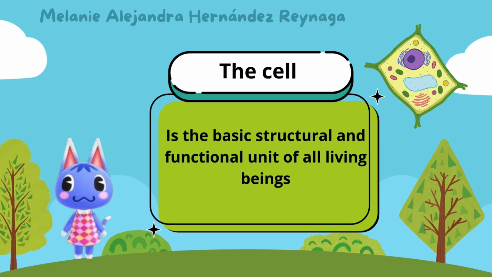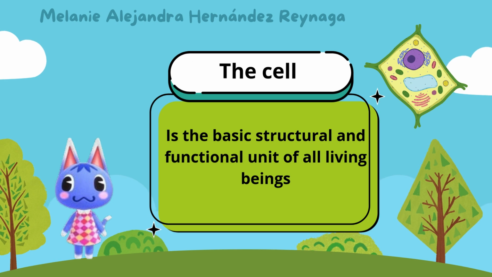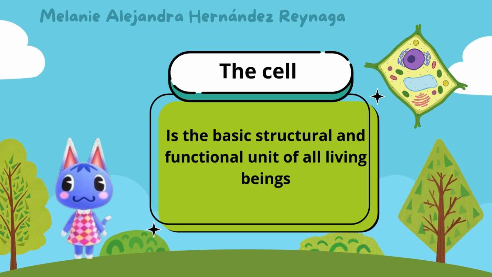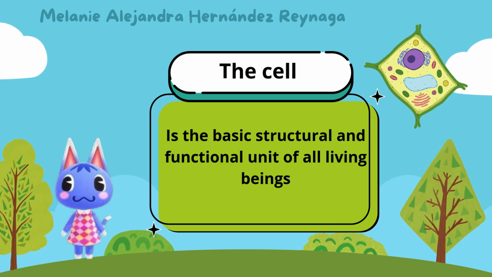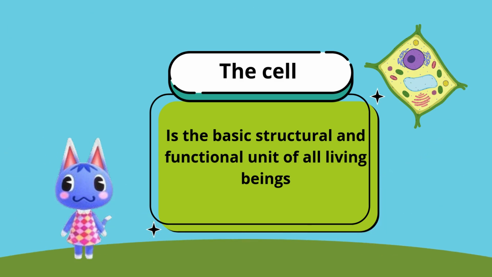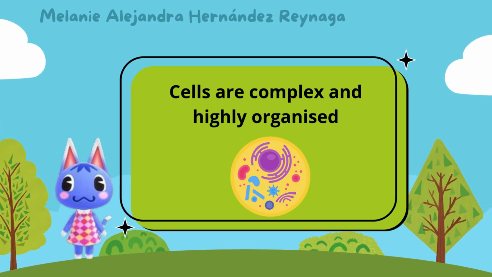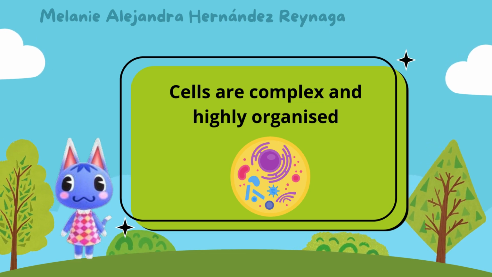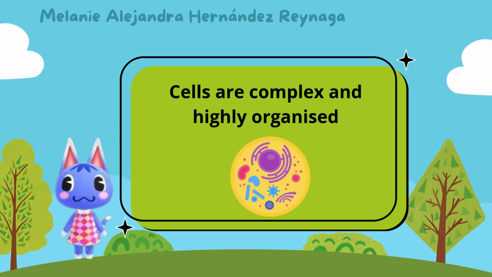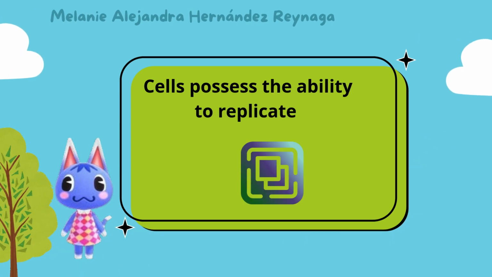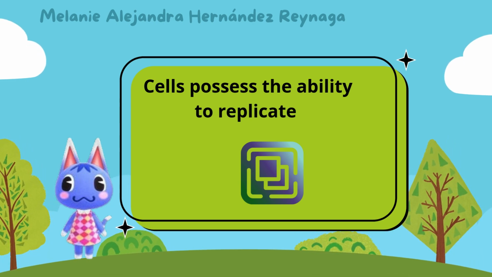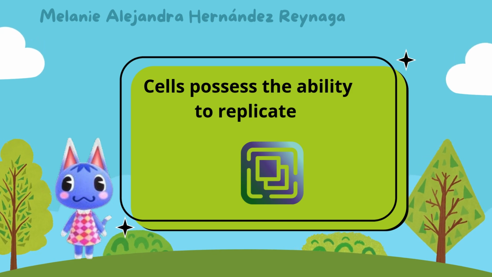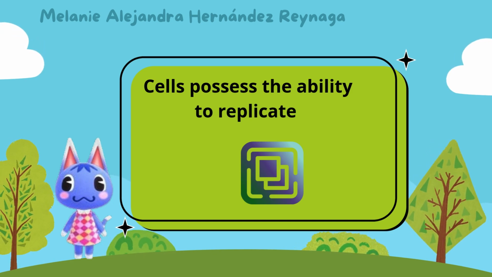To start, the cell is the basic structural and functional unit of all living beings. In addition, it is important to highlight four aspects about cells. Number one, cells are complex and highly organized. These vital units have internal parts in specific positions. Number two, cells possess the ability to replicate. Cells replicate by division. A mother cell is divided between two daughter cells.